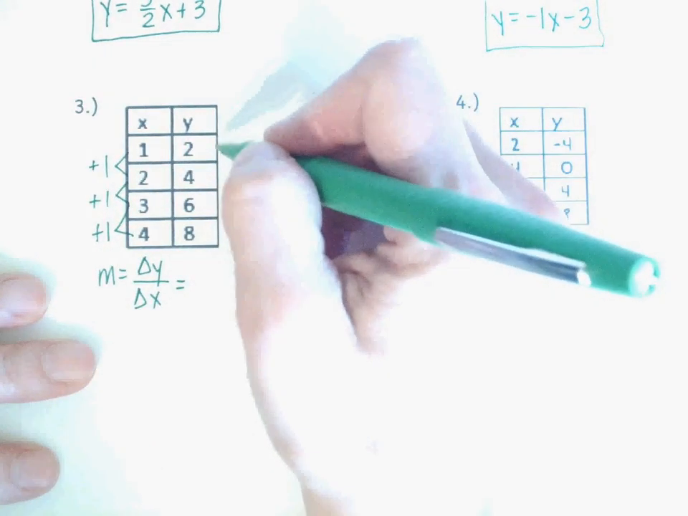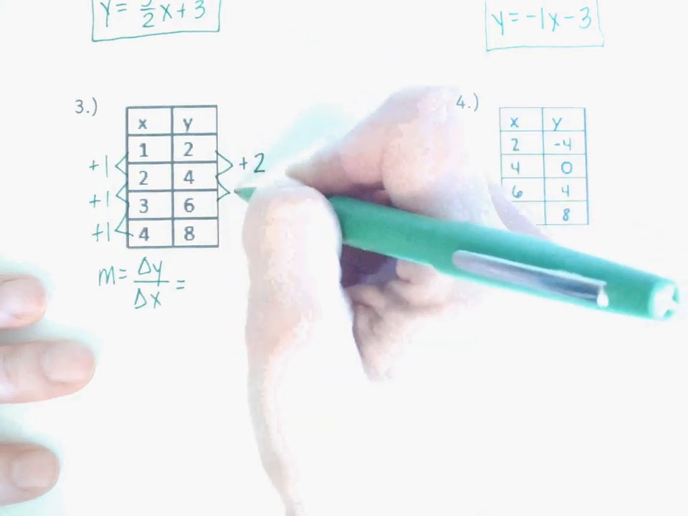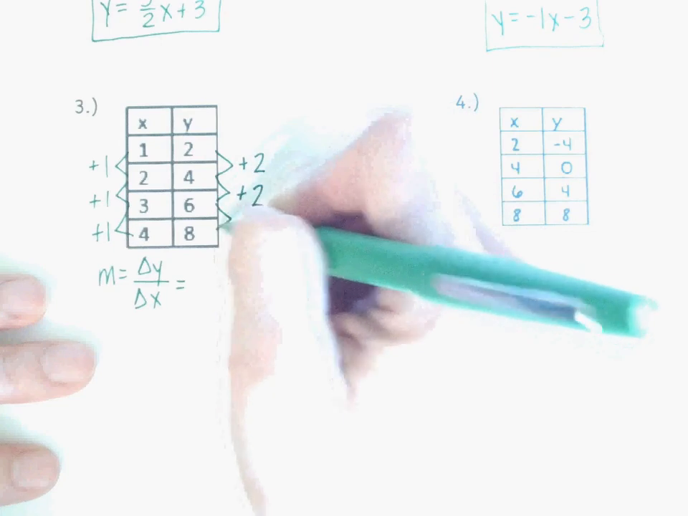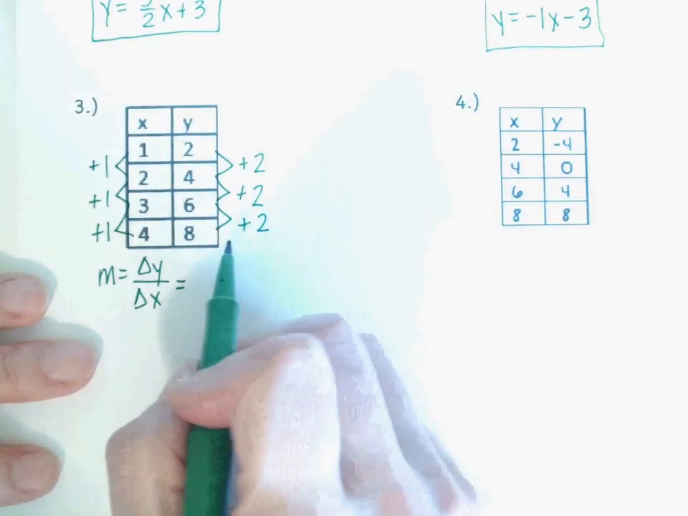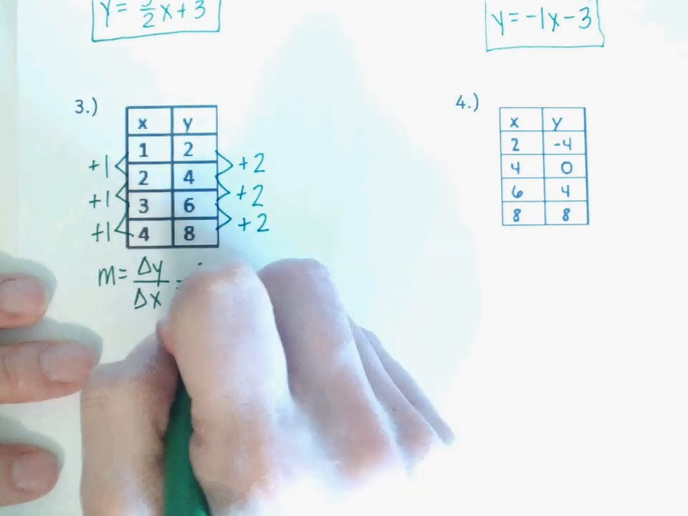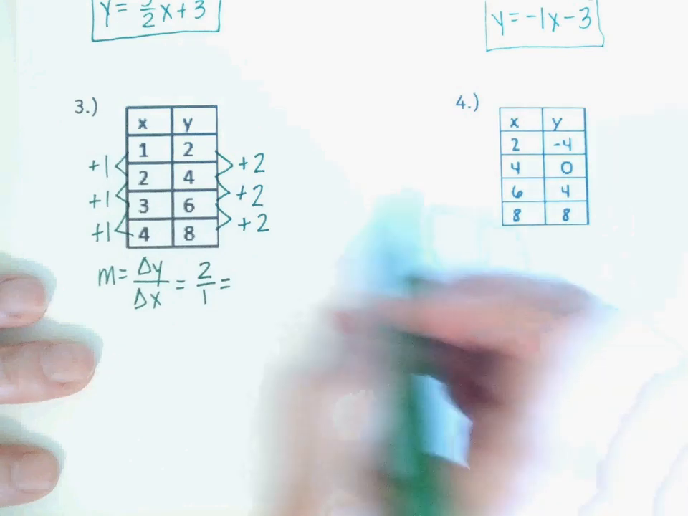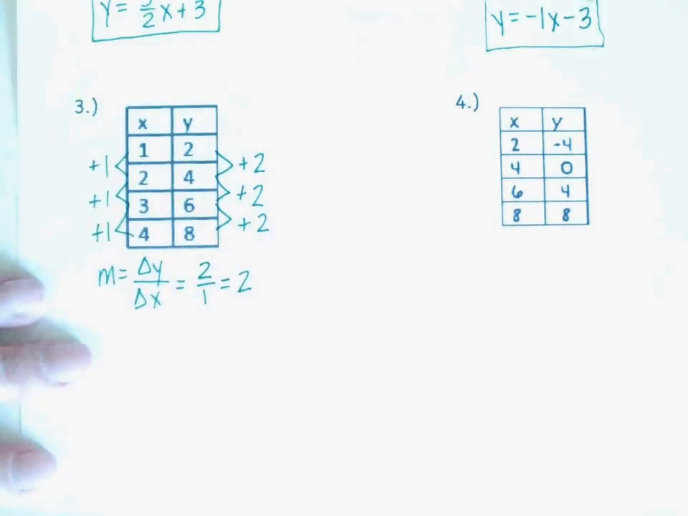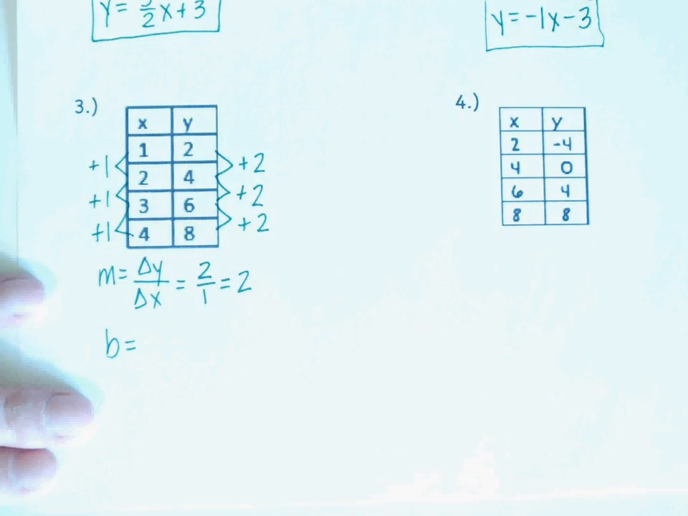For the y column, I go from 2 to 4, and I add 2. From 4 to 6, I add 2, and 6 to 8, again I add 2. Remember, when I write slope, it's y over x, so it's going to be 2 over 1. And what I can do is simplify this to 2. We don't have to. We can leave it as 2 over 1.